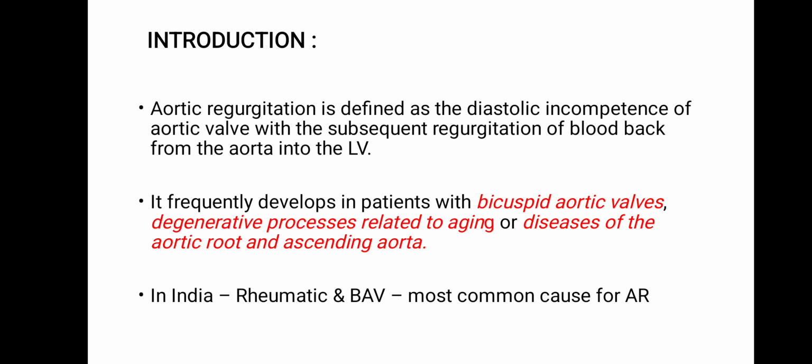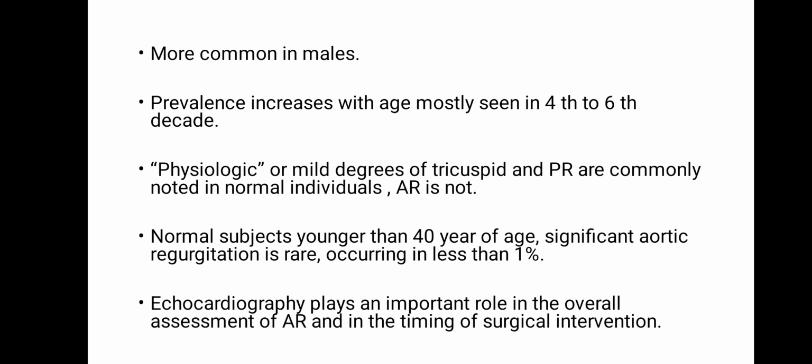It frequently develops in patients with bicuspid aortic valves, degenerative process related to aging, or diseases of the aortic root and ascending aorta. In India, rheumatic disease and bicuspid aortic valve are the most common causes for aortic regurgitation. It's more common in males. Prevalence increases with age, mostly seen in the 4th to 6th decade.